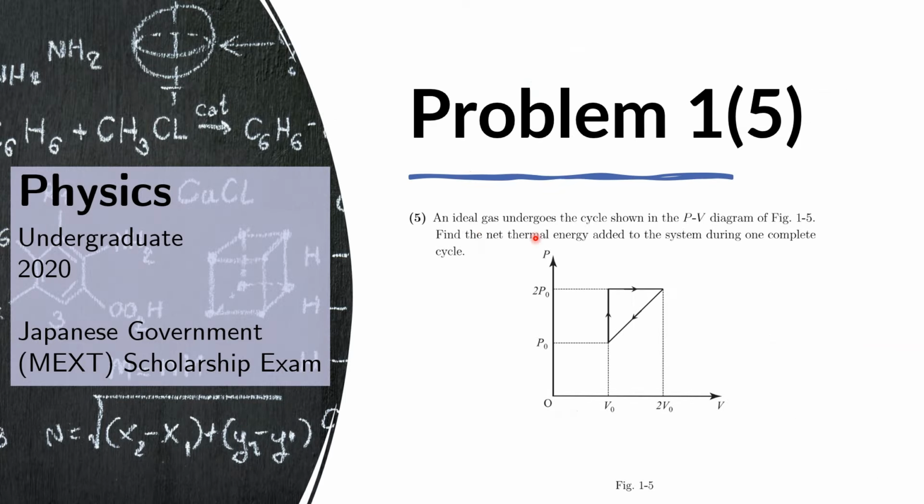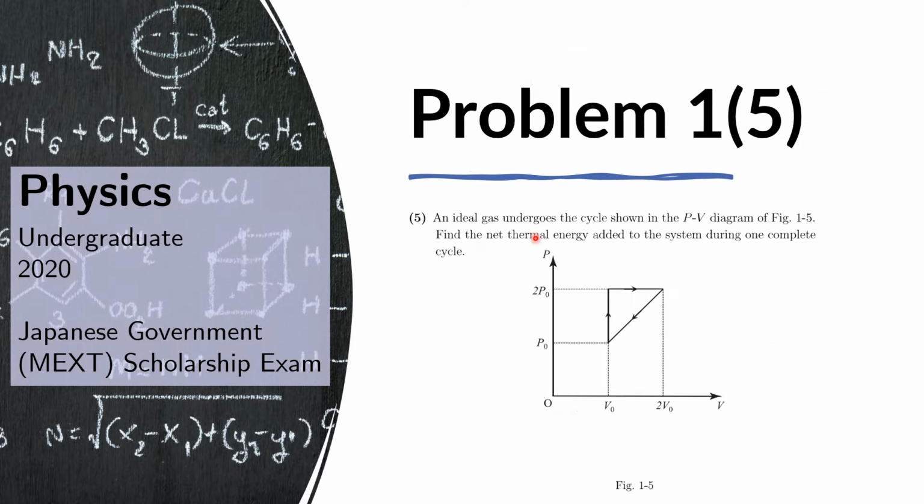An ideal gas undergoes the cycle shown in the PV diagram of figure 1-5. Find the net thermal energy added to the system during one complete cycle. Let's review some ideas that will be helpful in the solution of this problem.